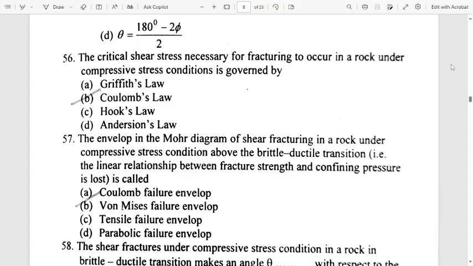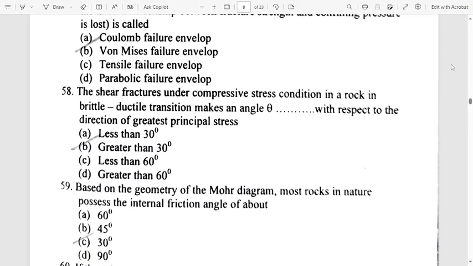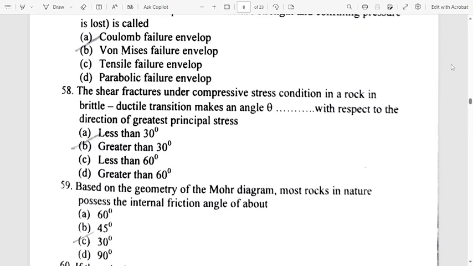The envelope in the Mohr diagram of shear fracturing in a rock under compressive stress condition above the brittle ductile transition, that is, where the linear relationship between fracture strength and confining pressure is lost, is called von Mises failure envelope. The shear fractures under compressive stress condition in a rock in brittle ductile transition make an angle theta greater than 30 degree with respect to direction of greatest principal stress.